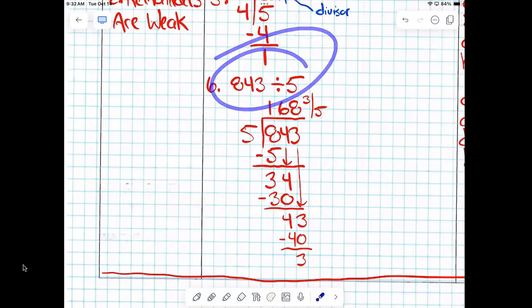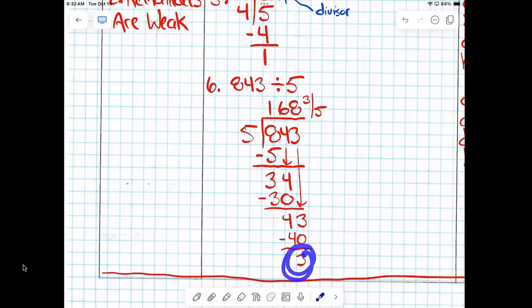The next problem, a little bit more challenging. We had to rewrite it. First number always goes inside the house. When we solved it, we got 168 and we had 3 left over, yes? The answer was not 168, remainder 3.